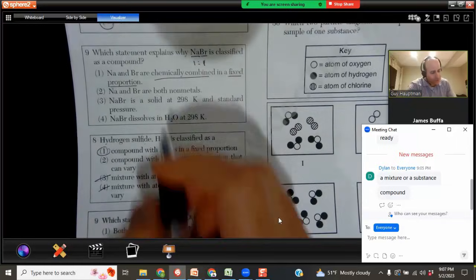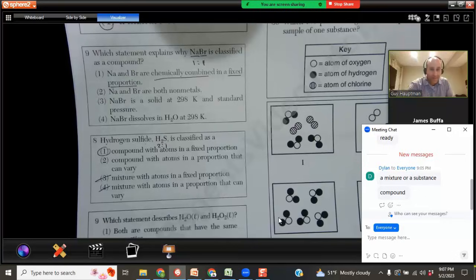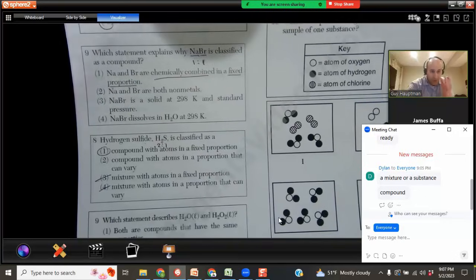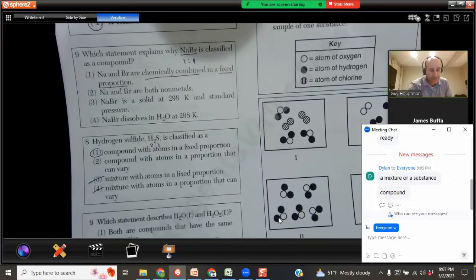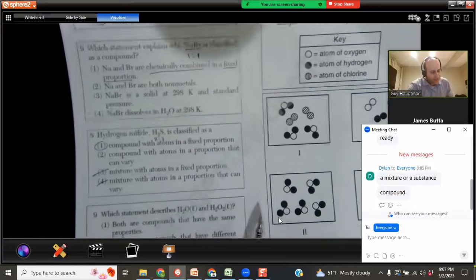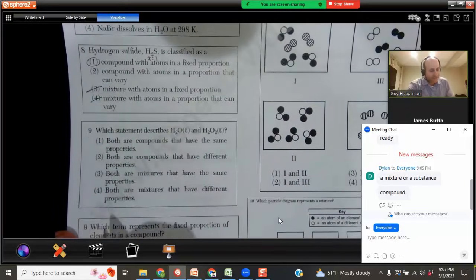This time though, the proportion is going to be 2 H's to 1 S, 2 to 1. Just like water. Water is H2O, right? If it was H3O, it's not water anymore. So it has to have that. That's what we mean by a fixed proportion, because that defines what the compound is. All right, so very good. That was number 1. And now we're going to go on to another number 9 question from a different test.